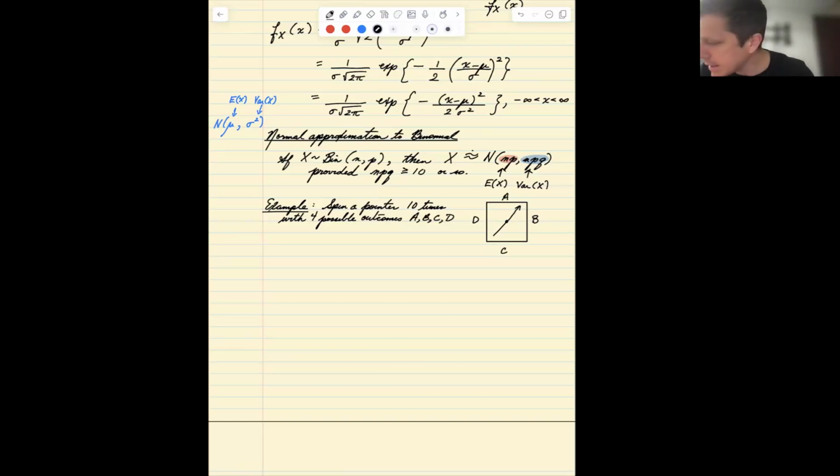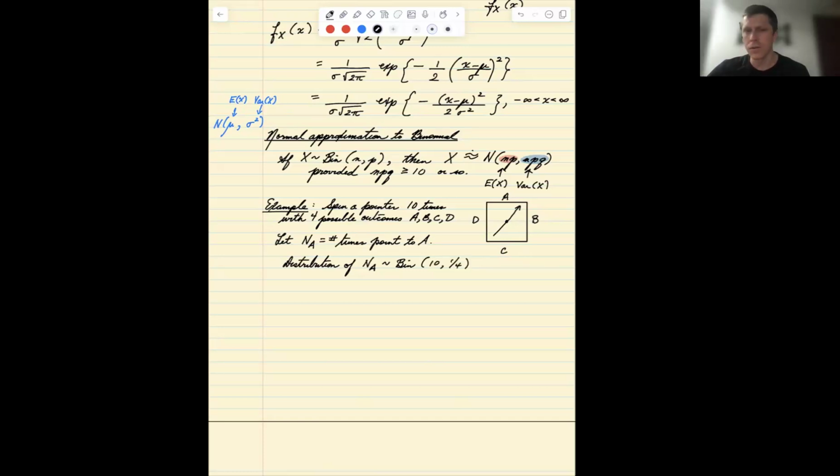Okay. And let's define n sub A to be the number of times that the pointer points to A, the side A. So it's that whole side. So we assume that this is well spun, so that all of the possible sides have equal probability of 1/4. And so this is going to be a binomial distribution. So the distribution of n sub A is binomial. We have 10 trials, and we have a success probability of 1/4 on each trial.